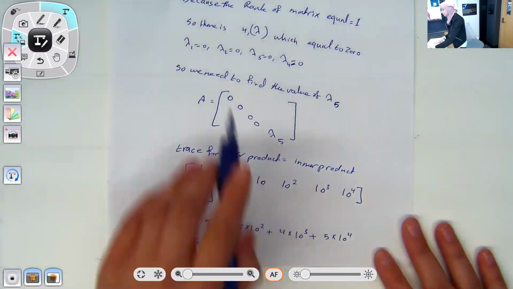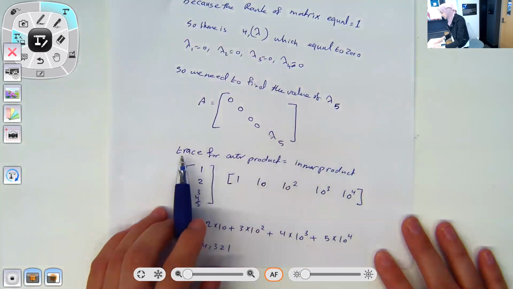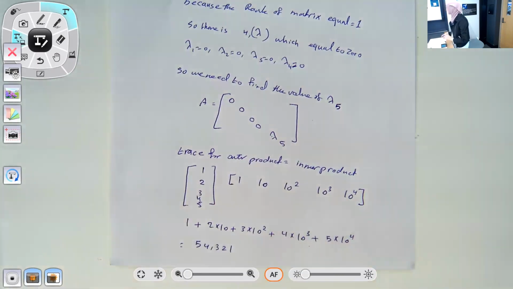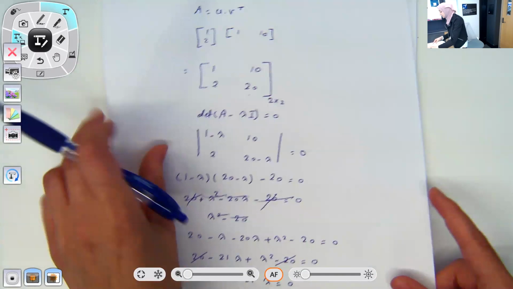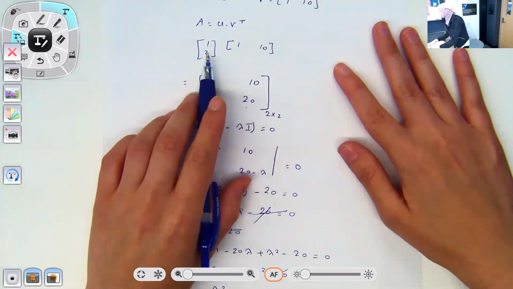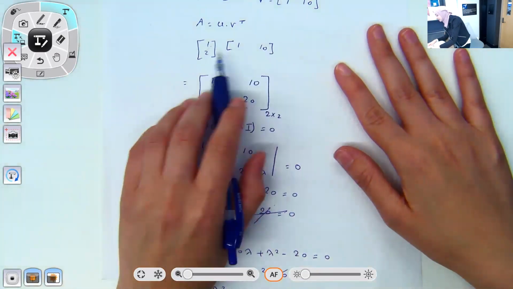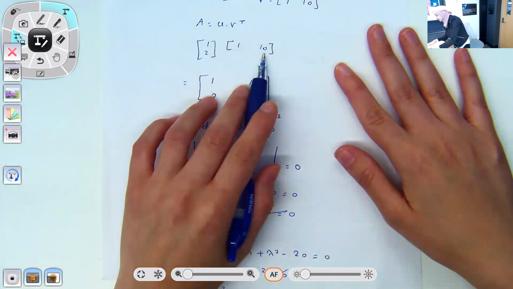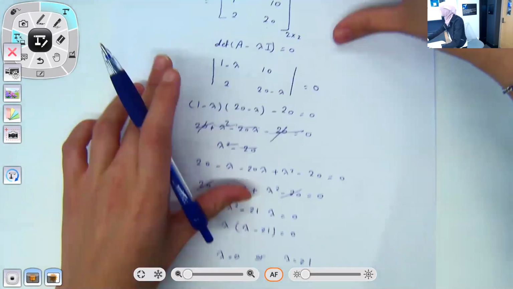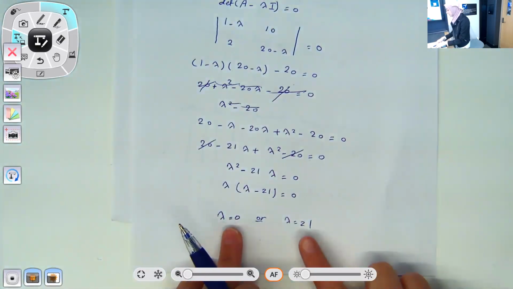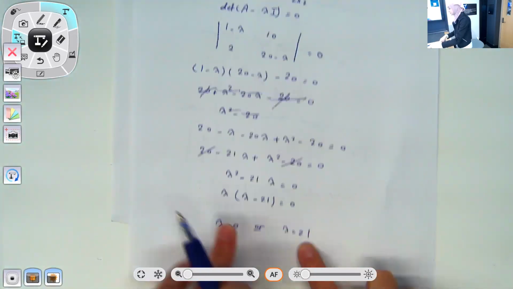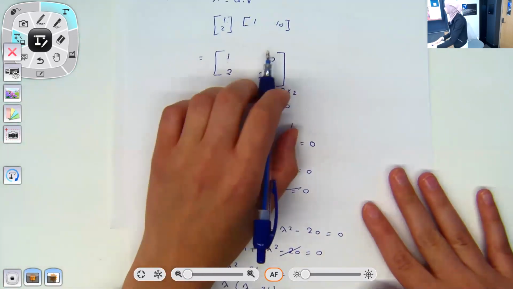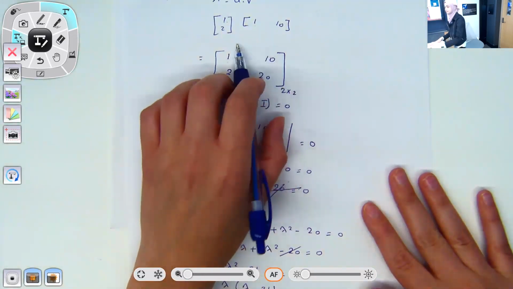If you don't know how to find the relationship between the trace of the outer product and the inner product, you can try to find it here. If you try to find the multiplication between these together, here we have 1 times 1 is 1, 2 times 10 is 21, which is the same here. We get 1 lambda is 0, and the second one is 21, which is the same as the inner product between these two vectors.